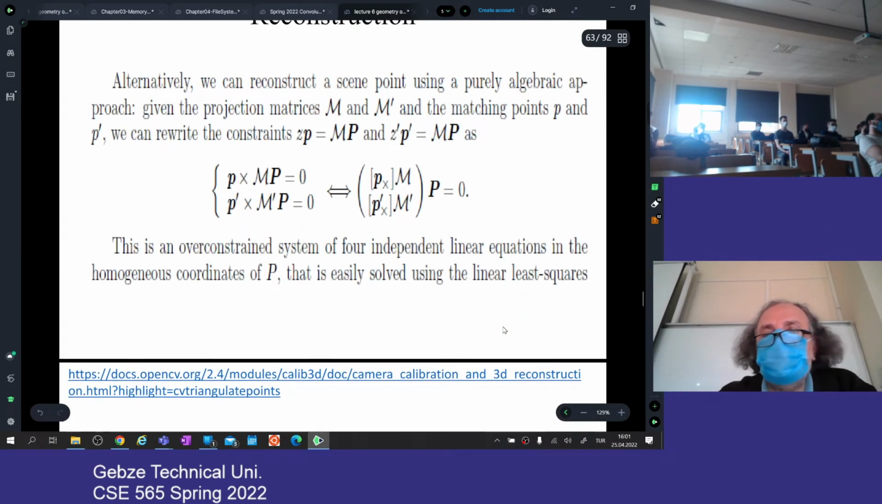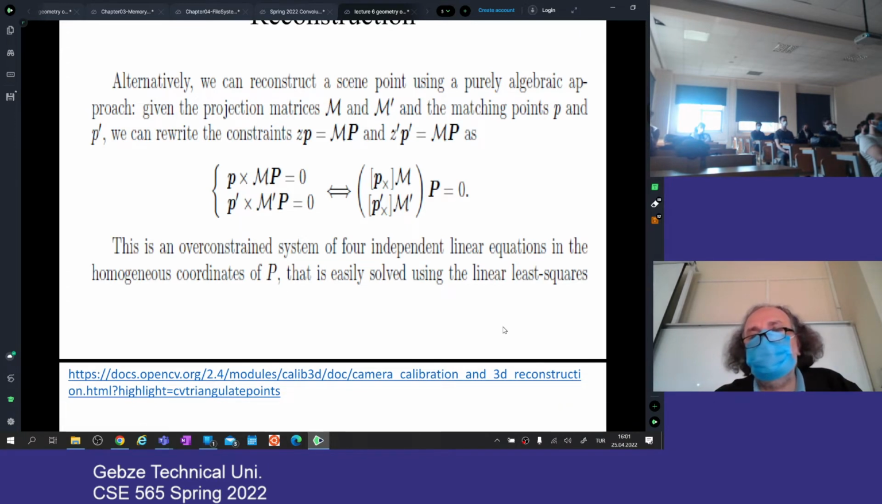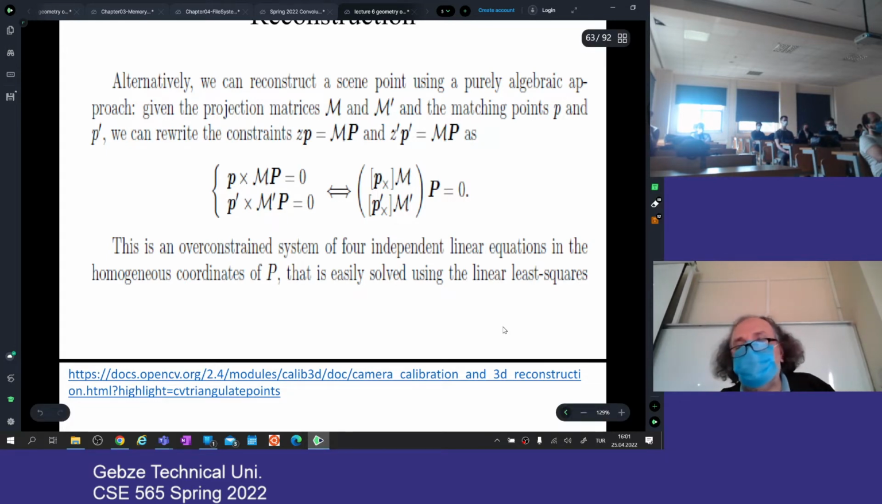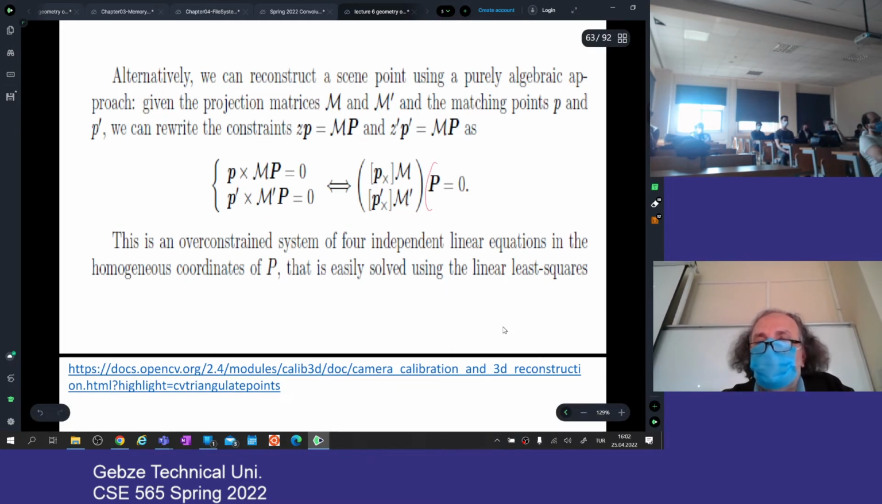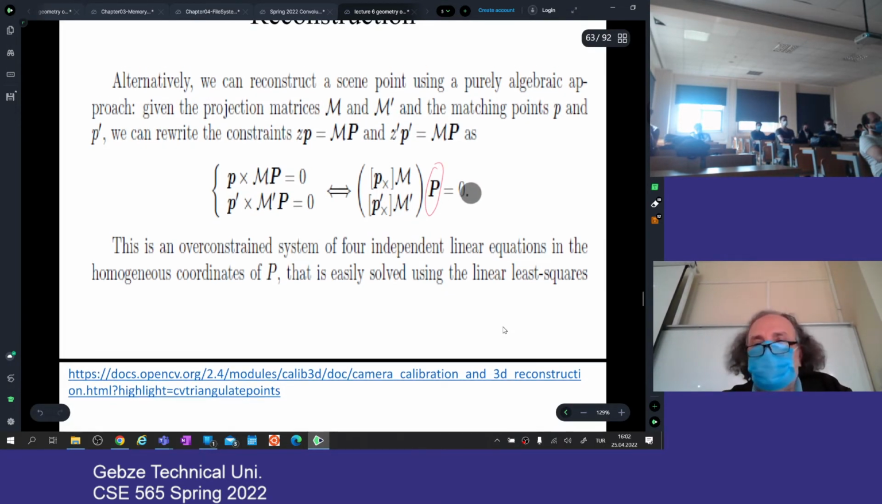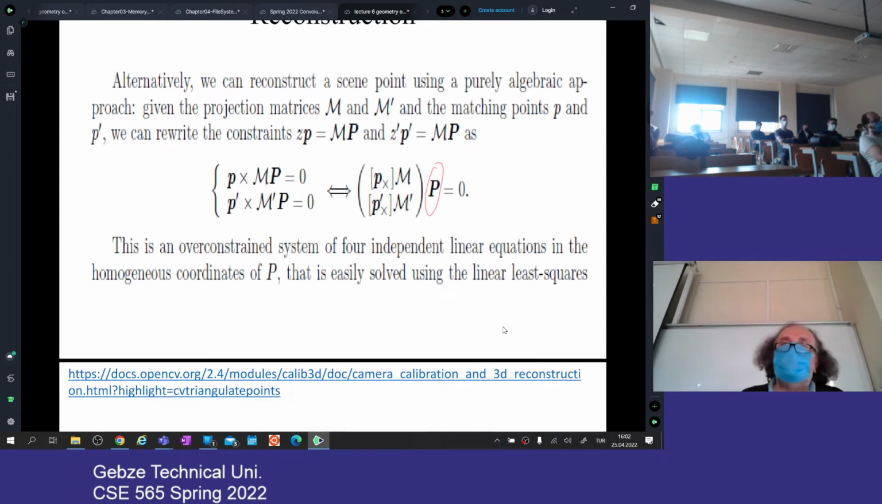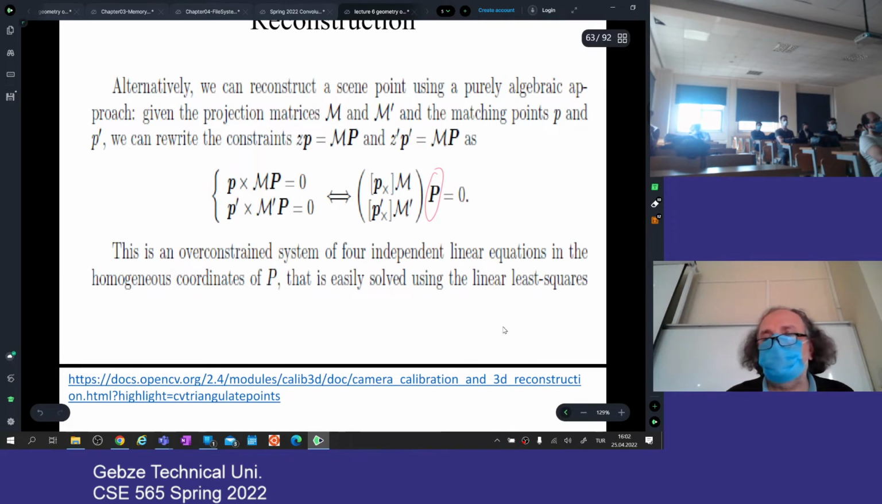Why? Because I can write such a nice linear system. In this linear system, I have many P's that correspond to each other. I have many M's that correspond to the matrices of the different cameras. And this P is common for all of them. And on the other side, I have 0. So it doesn't matter how many points you have that correspond to each other. You put one nice linear set of equations with 3 unknowns and solve it using least squares.